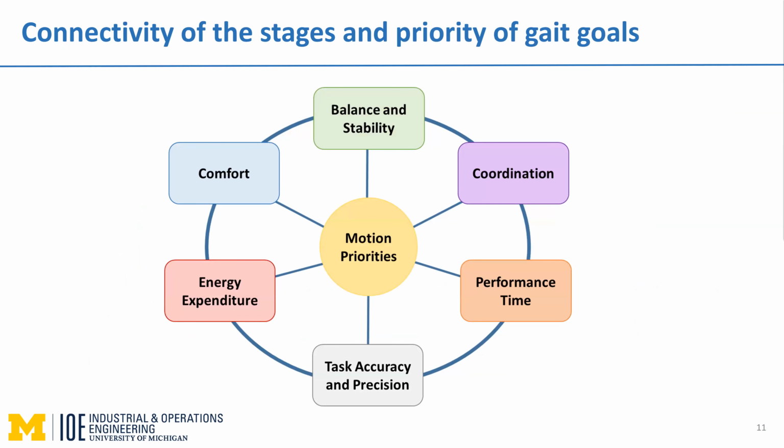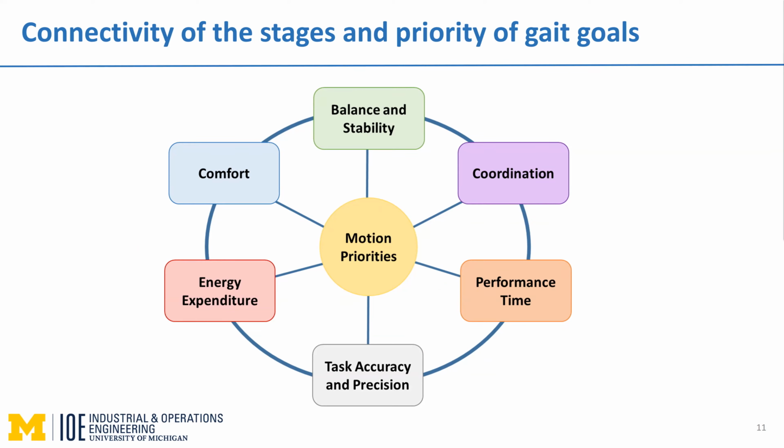Different task goals that we have may lead individuals to prioritize different aspects of gait. While some exoskeleton studies look at metabolic rate or muscle activation as a measure of energy expenditure, there are additional motion priorities that people will have when using these systems in an operational environment. For example, there are influences on our movement related to comfort and balance. And when we think about using exoskeletons to perform tasks, there's also an influence on the performance time, along with the task accuracy and precision that we need for that specific job.